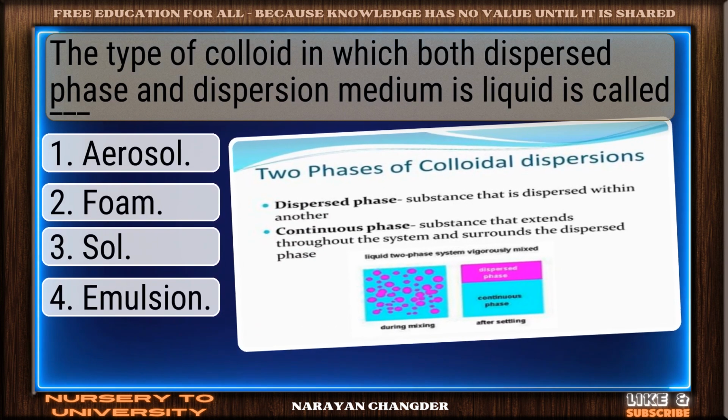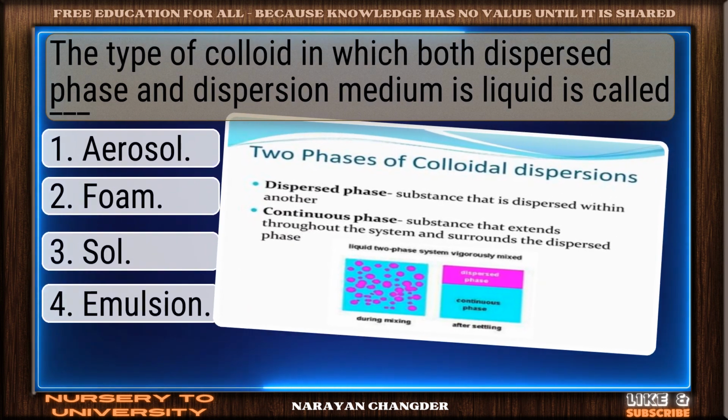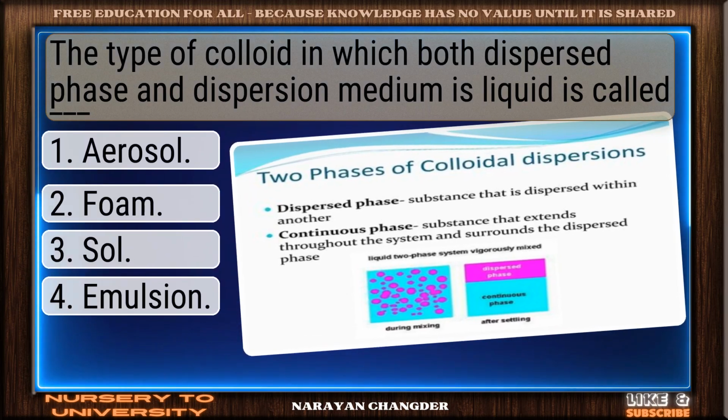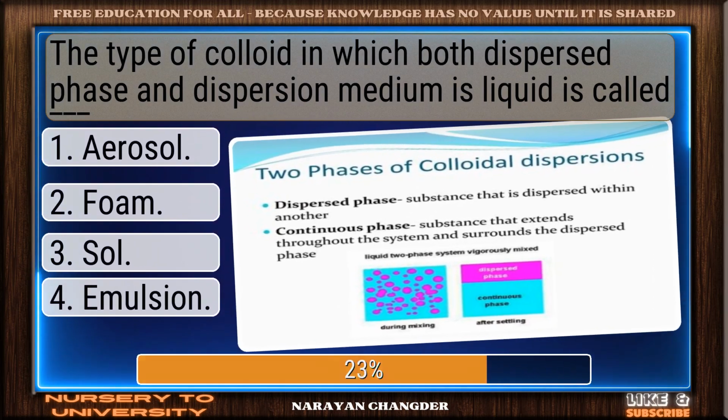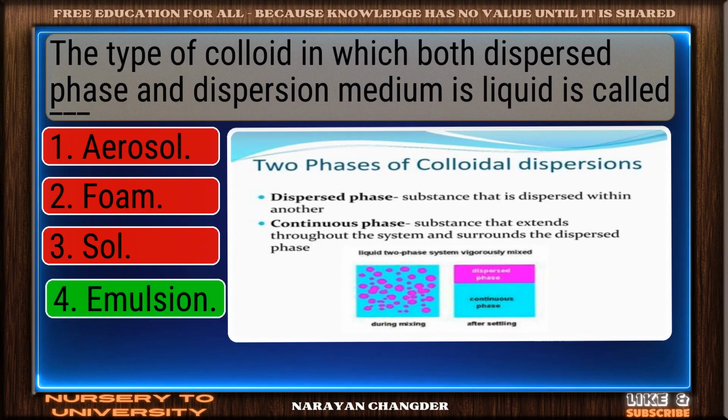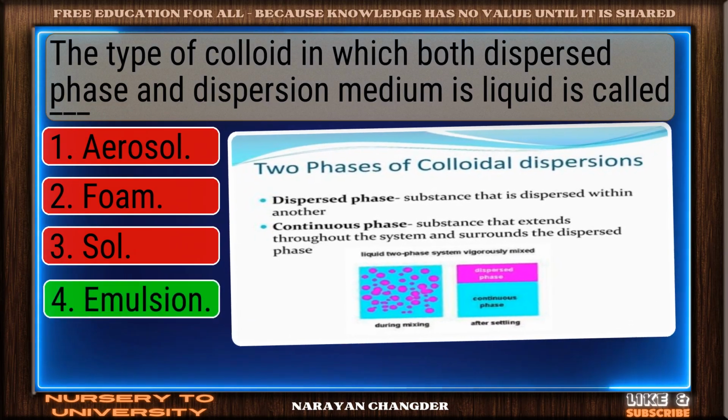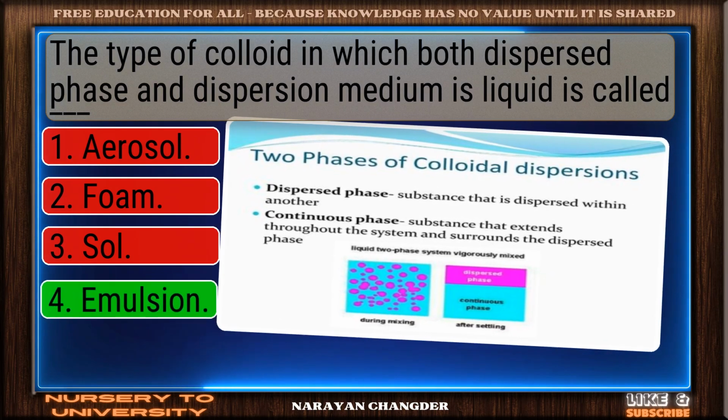Question number 47. The type of colloid in which both dispersed phase and dispersion medium is liquid is called dash. You're right. Emulsion is the correct answer.